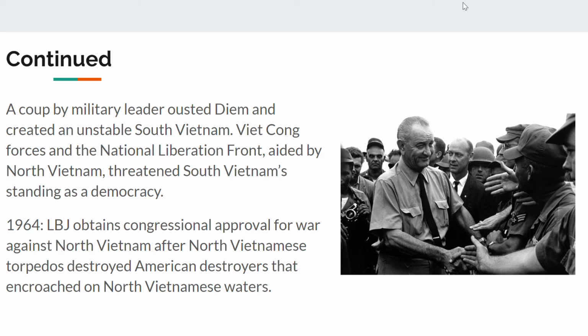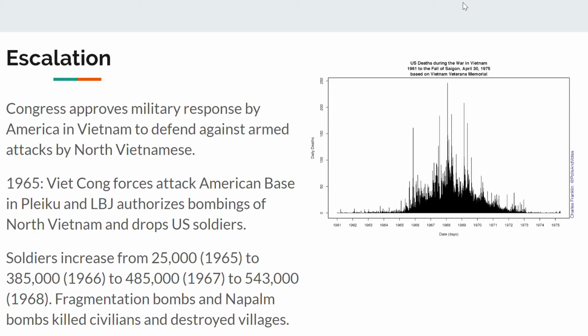And so, seeing this escalation and this threat, in 1964, LBJ obtains congressional approval for war against North Vietnam. And he claims this after North Vietnamese torpedoes destroyed American destroyers. However, what wasn't revealed was that the American destroyers were actually encroaching on North Vietnamese waters and were actually firing upon North Vietnam. This doesn't matter though. War begins, and Congress approves the military response by America in Vietnam, and it approves defending against armed attacks by North Vietnamese troops.